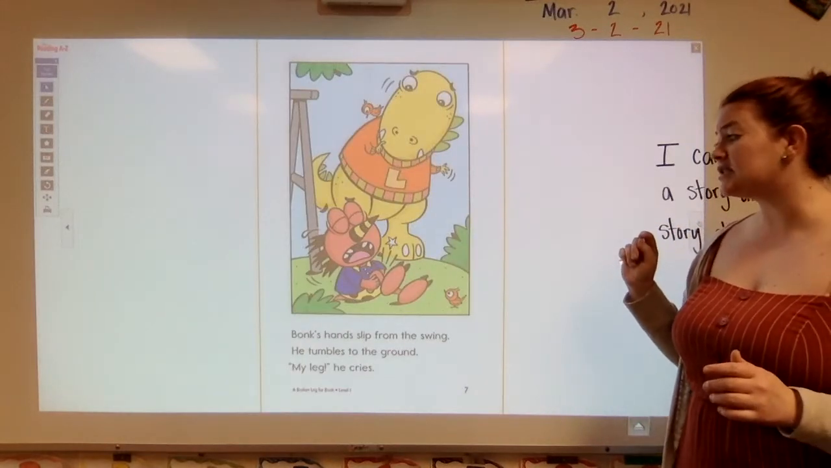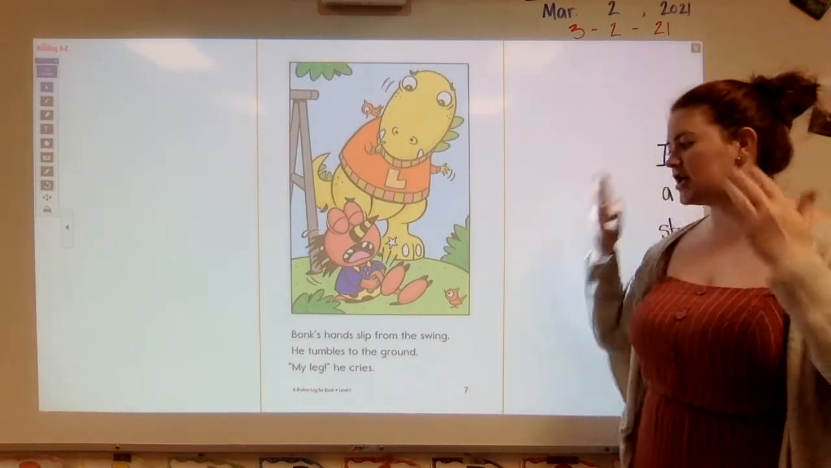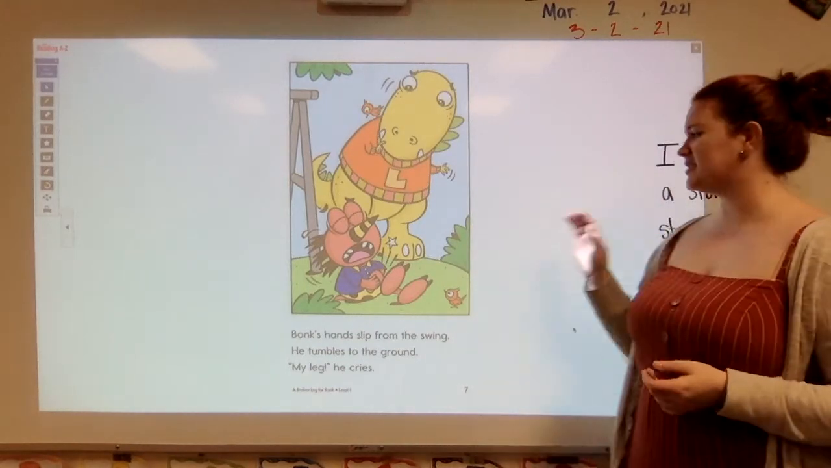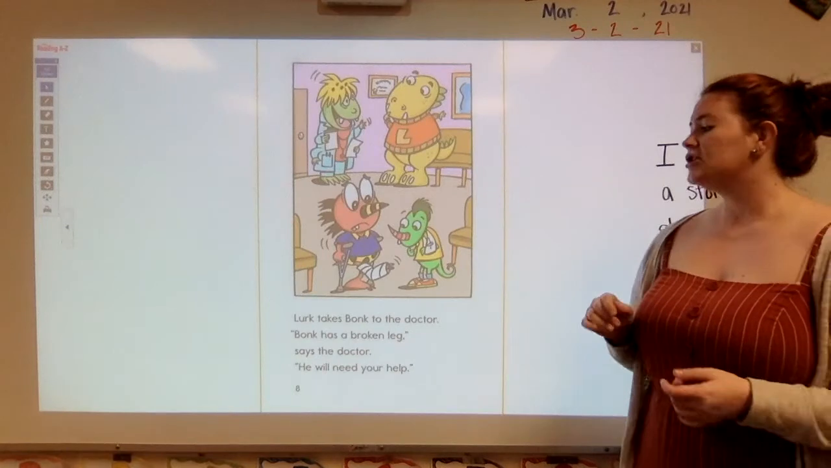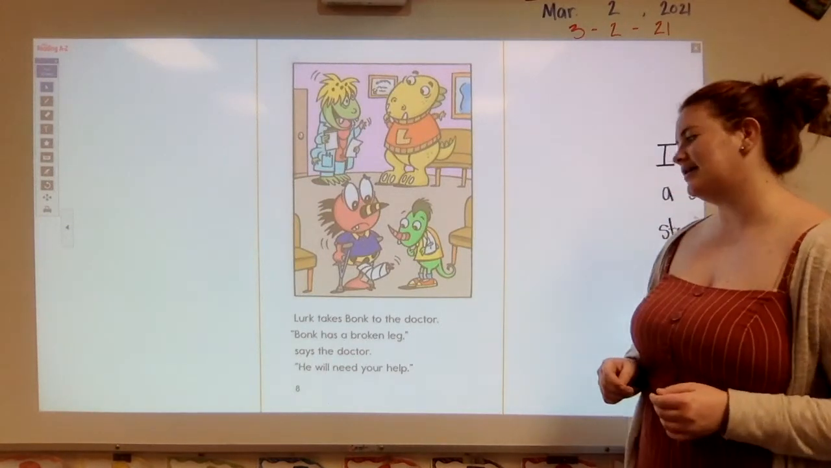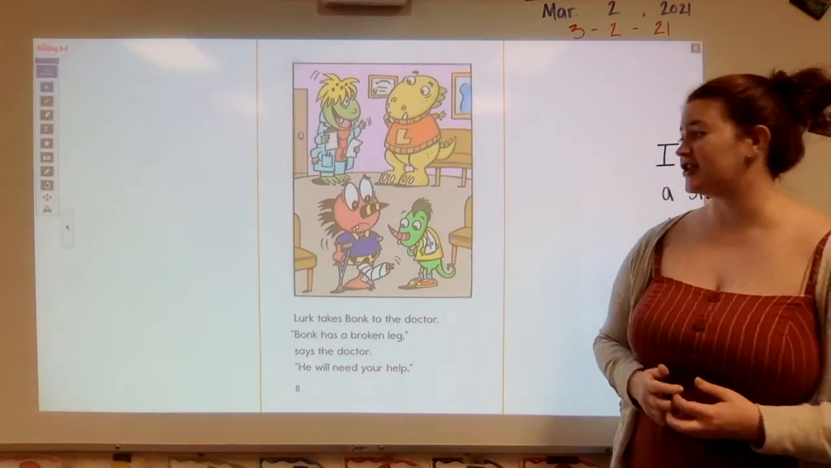Bonk's hands slip from the swing and he tumbles to the ground. My leg, he cries. Oh no. Lurk takes Bonk to the doctor. Bonk has a broken leg, says the doctor. He will need your help.